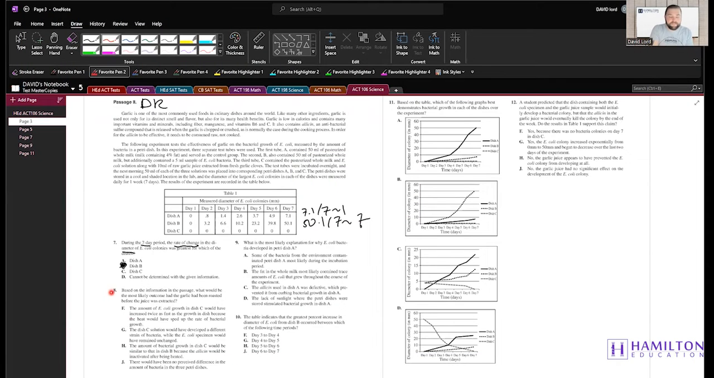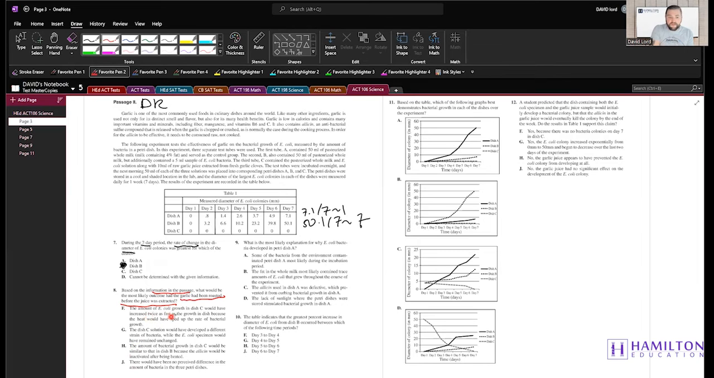Question number 8. Based on the information in the passage, which would be the most likely outcome had the garlic been roasted before the juice was extracted? Okay, so we'd have to go through the passage to find information about that. It can be helpful to read the answer choices first, though, to maybe clue you in on what you're looking for.